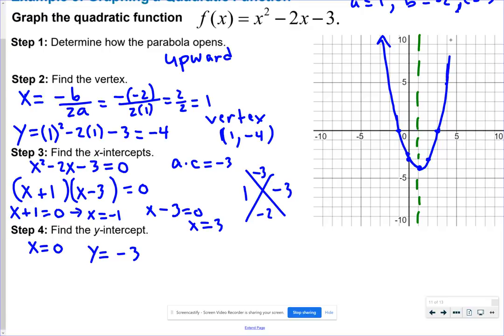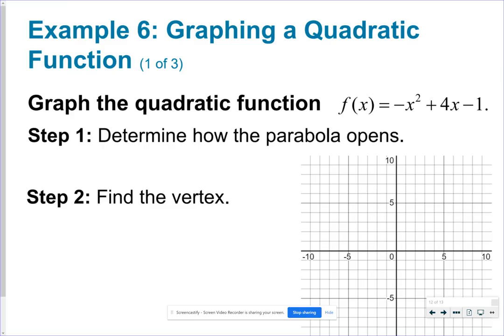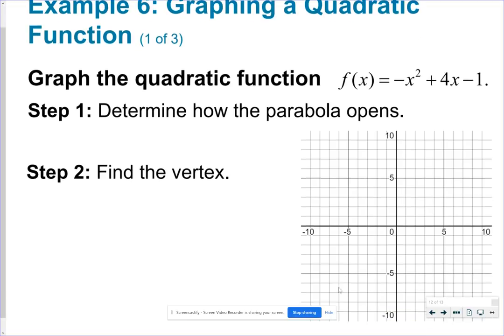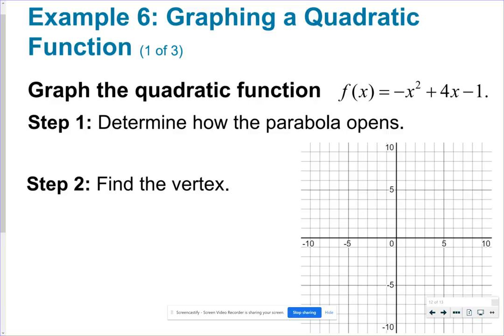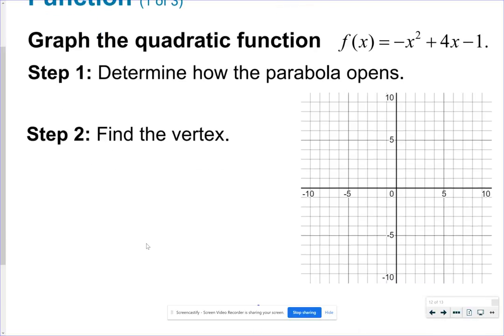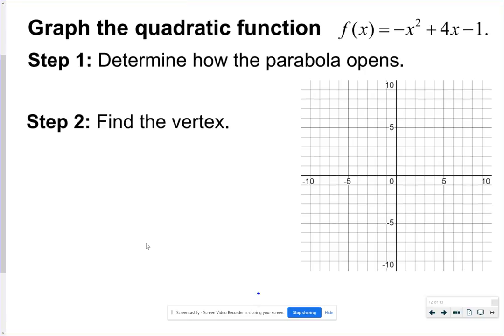Okay. All right, we're going to do another example. And this one, for some reason, has been split into 2 slides. I'm not exactly sure why. But we're going to graph this quadratic. So step 1 and step 2 are on this slide, and then step 3 and step 4 are on the other slide. So we're going to determine whether the parabola opens up or down.